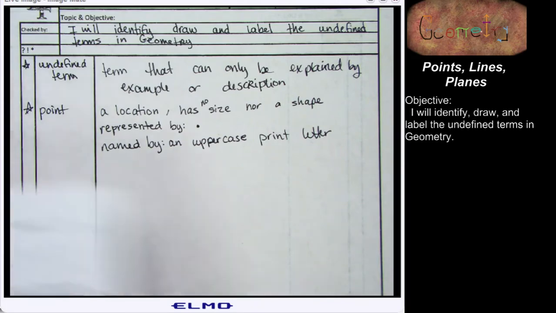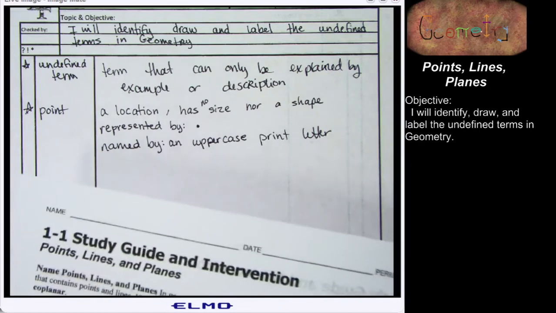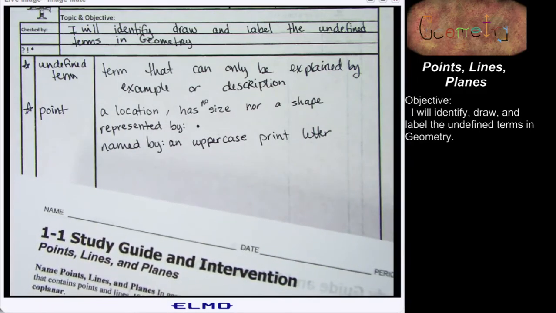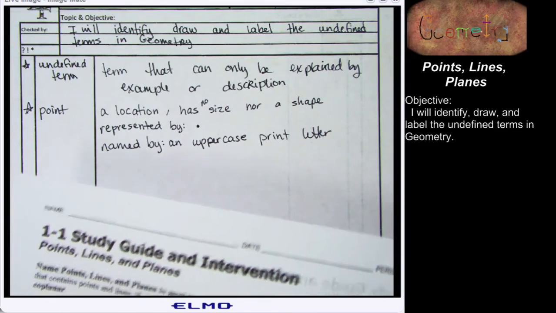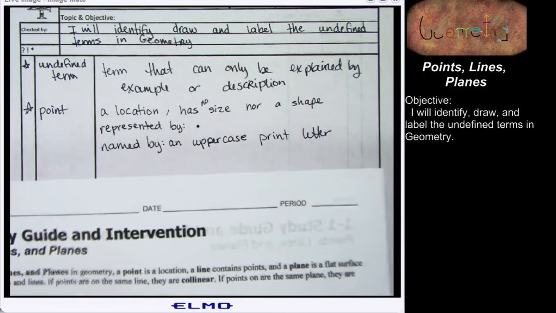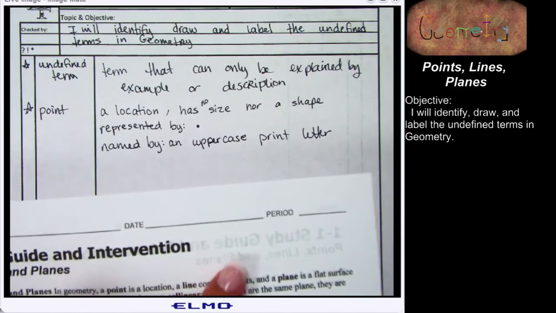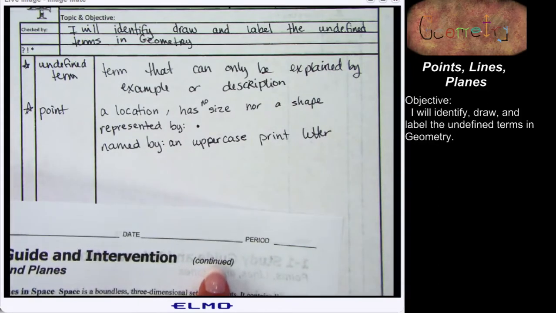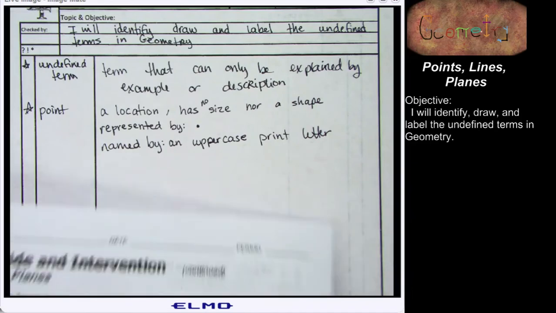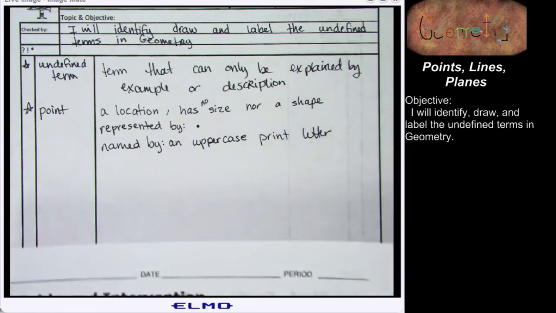When you're ready, we're going to go to our study guide. I'm sorry? Print what? Letter. L-E-T-T-E-R. Letter. Go to the study guide. Now, when you look at the study guide, there's two sides. One side has the word continued. That's the second side. We're going to look at the first side right now, the side without the continued.